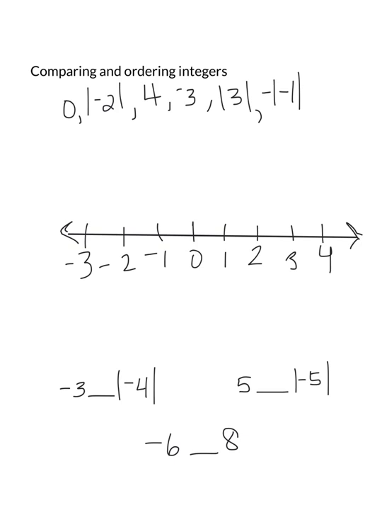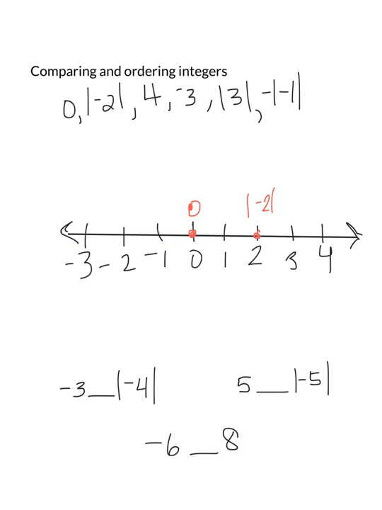I'm going to start with the 0 and I'm going to place that on my number line. So 0 goes right here. I'm just going to draw a 0 and put a dot right there. We have the absolute value of -2. So when you are comparing and ordering these, that value is not -2. It's actually 2 because the absolute value of -2 is 2. So I'm going to put absolute value -2 right here because that falls right there.